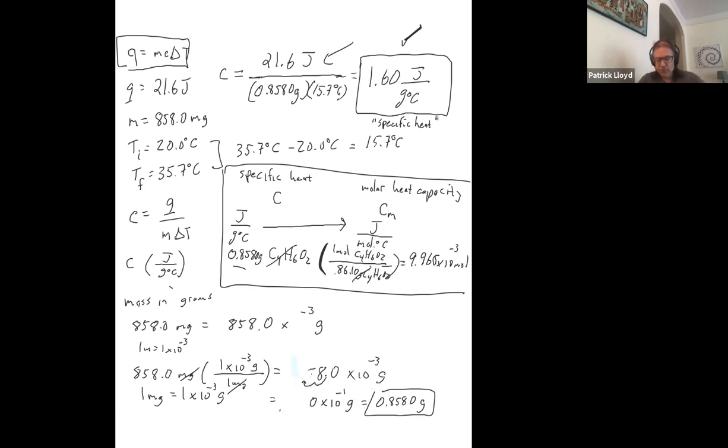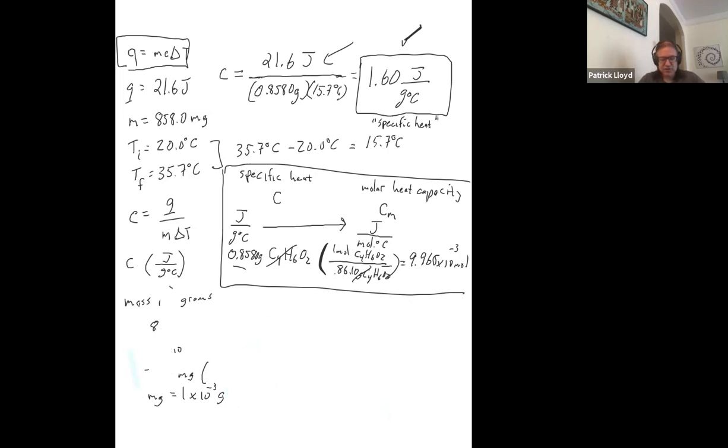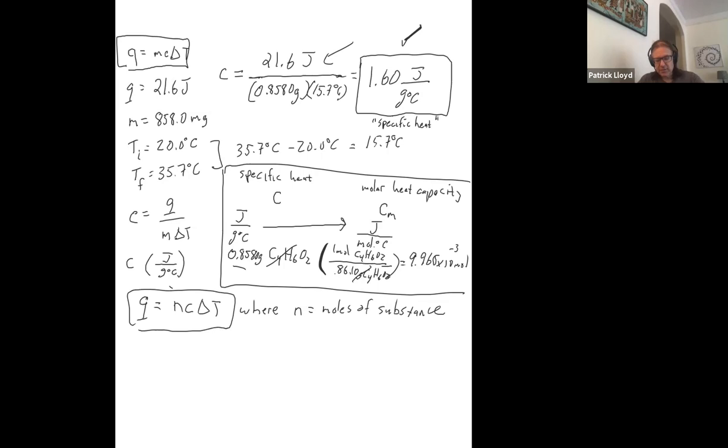Now we have moles. So all we got to do is, instead of dividing by the mass, I'm just going to change the equation a little bit just so you can sort of see a way to do it. Most textbooks won't give you an equation for this, but what you do is you essentially say Q is equal to NC delta T, where N is equal to the moles of the substance. We'll use that symbol when we get to gas laws, okay? And this gives us the equation for the molar heat capacity.